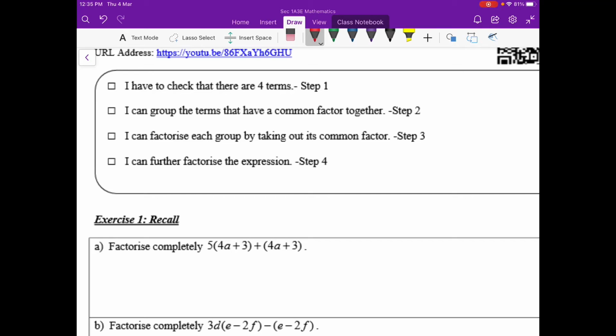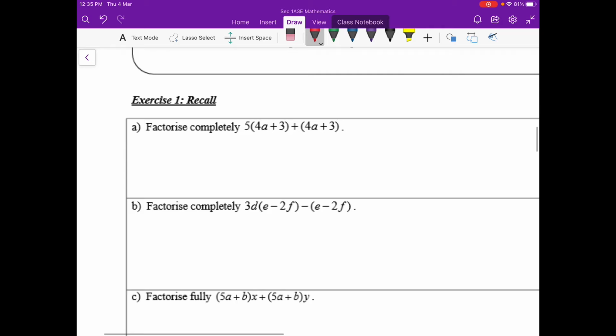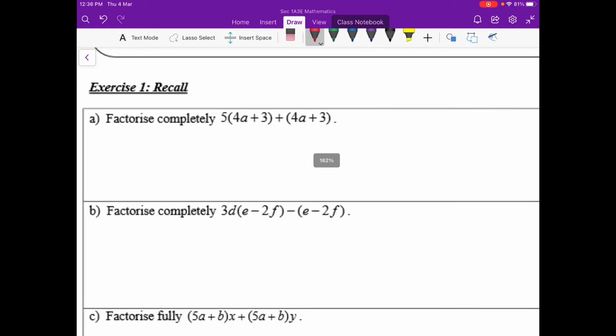Factorize out by taking out the common factor, then further factorize. Okay, let's take a look at, let's do some quick recall first. Okay, so this was done before our break.